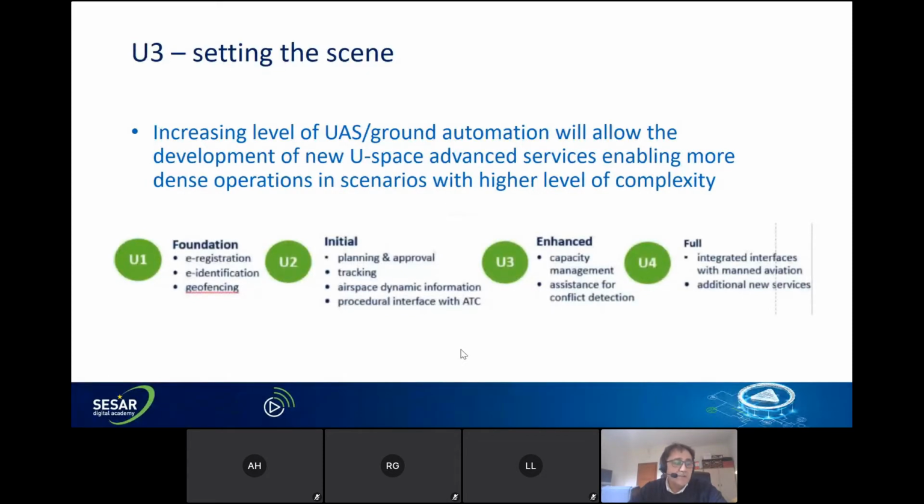In this framework, the development and deployment of some new U-Space advanced services, such as the U3 and U4 that we were mentioning, is expected to further enable the integration of some new actors like urban air mobility, and will also allow more complex operations in high density and high complexity areas, such as urban scenarios, with integrated mixed mode traffic operations.